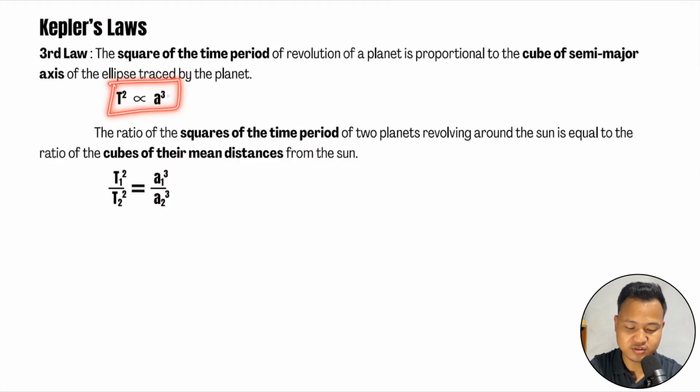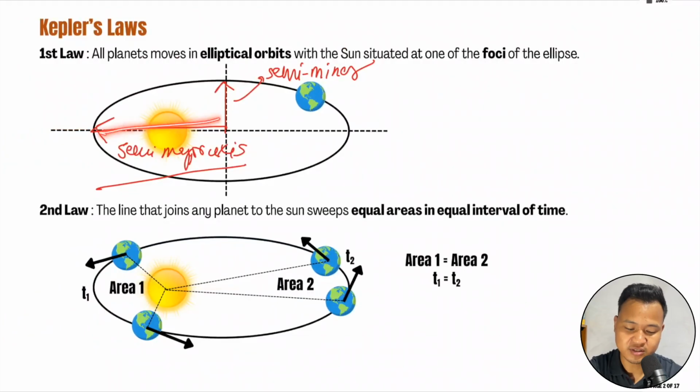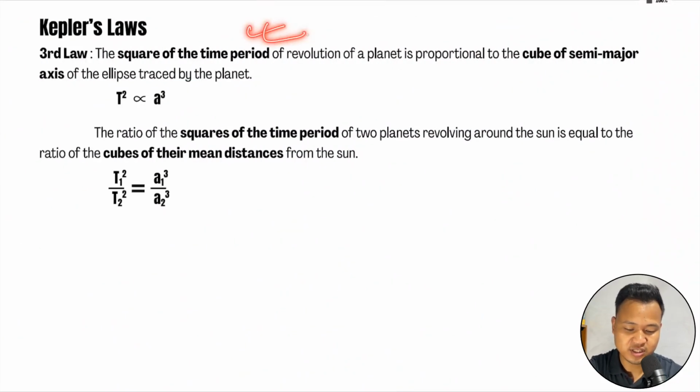So this is the relation, T squared is proportional to a cubed, Kepler's third law. The square of the time period, that is the time taken to complete one revolution, is related to the semi-major axis. In the NCERT definition of the third law, questions are applied in this way.